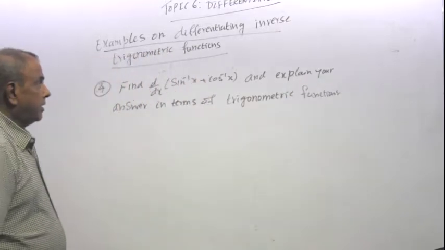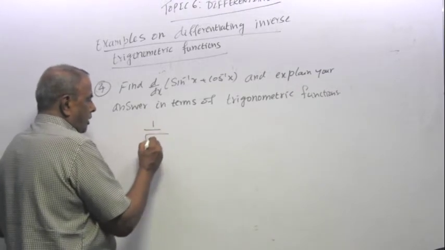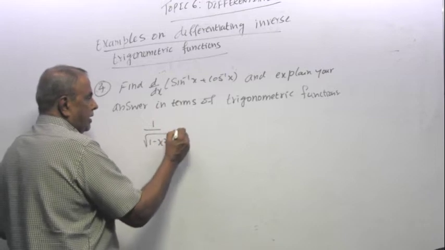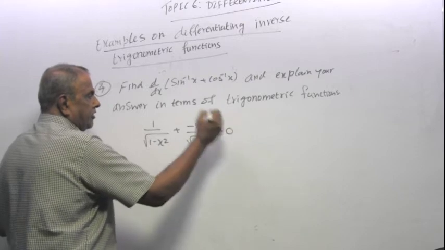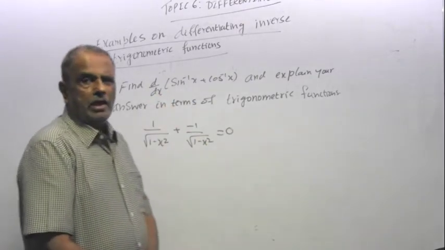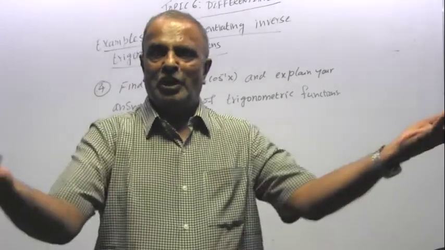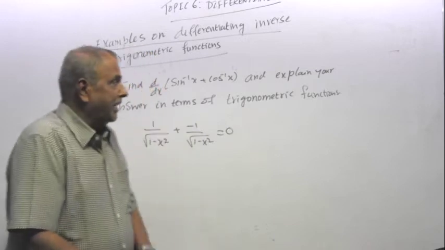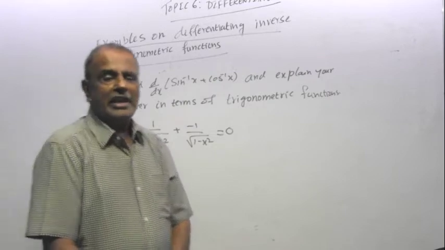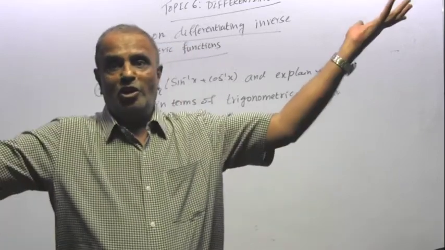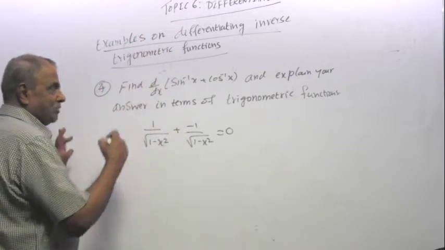Yeah, what is the derivative of sine inverse x? 1 over root 1 minus x squared, plus minus 1 over root 1 minus x squared. So the answer is 0. How are you explaining this in terms of trigonometric functions? Of course, otherwise, you would say, sir, one is positive 1 over root 1 minus x squared, the other one is negative 1 over root 1 minus x squared, so they cancel each other. That's a brilliant argument. But no, I want a trigonometric argument.